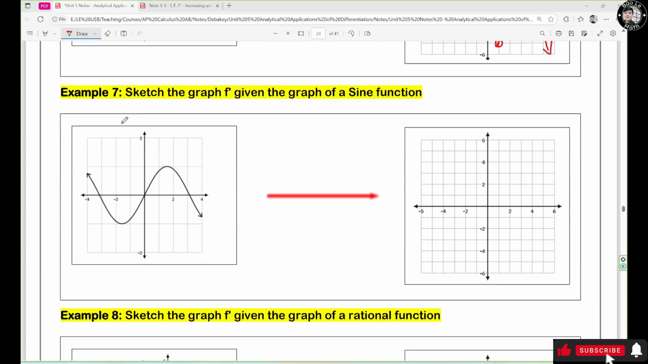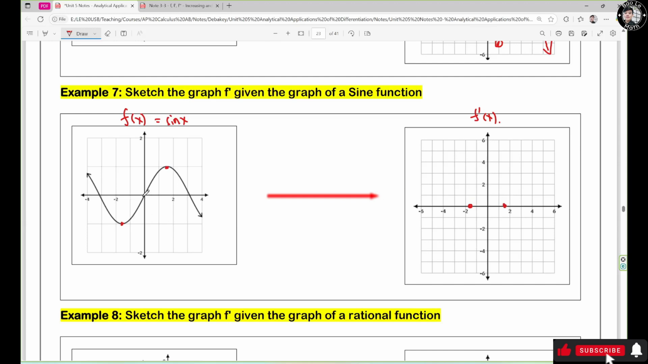Alright, given the function sine s, now we need to locate the minimum and maximum. So minimum right here and maximum right here, they become the 0. So it could be right here and right here.